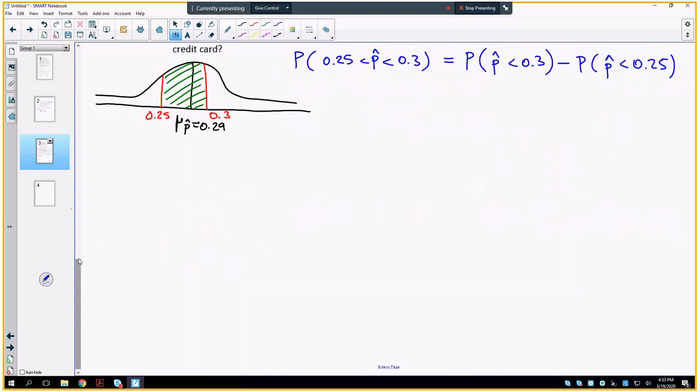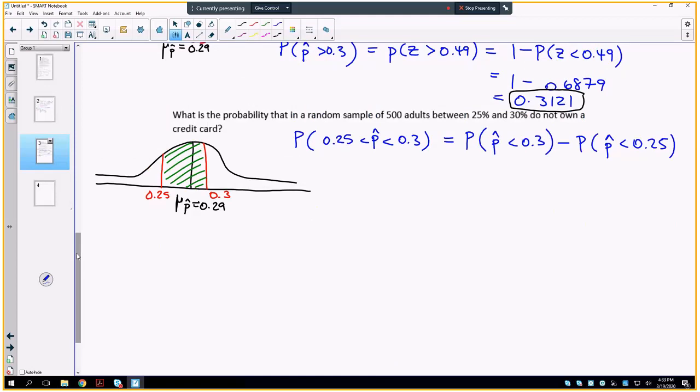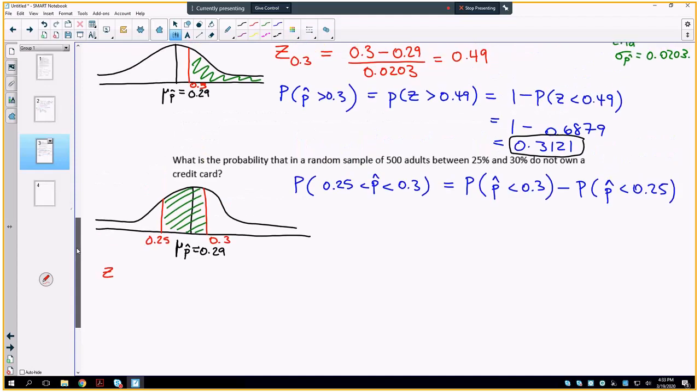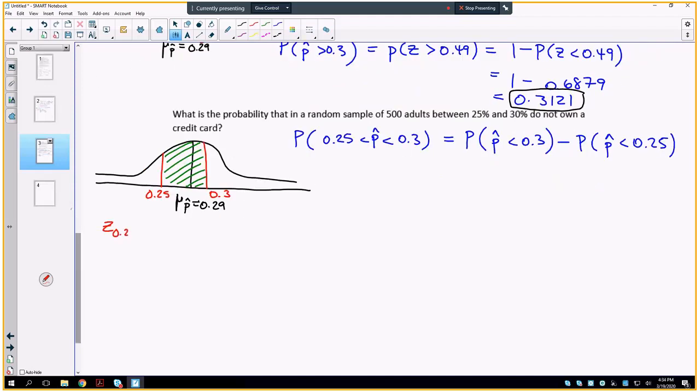All right. So z sub 0.3, I already know, I have it up here. But let's find z sub 0.25. Same process. I take my p hat from the problem, and I subtract the mean of the sampling distribution of p hat, that's 0.29, and I divide by the standard deviation of the sampling distribution of p hat, and that is 0.0203. Probably need my calculator again.